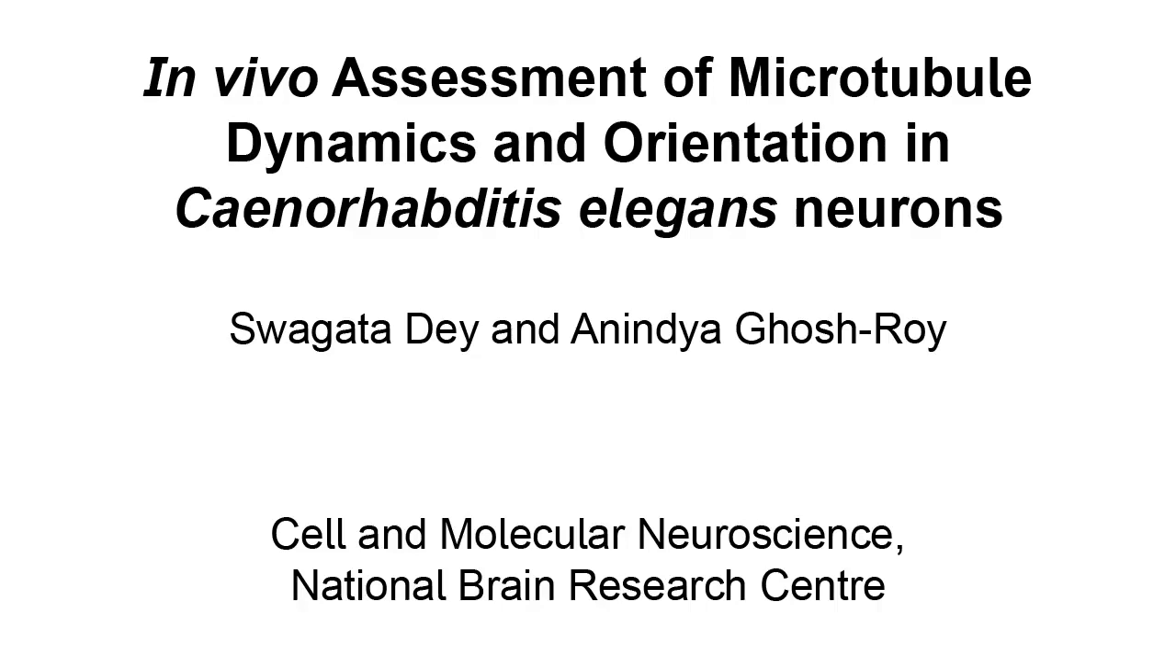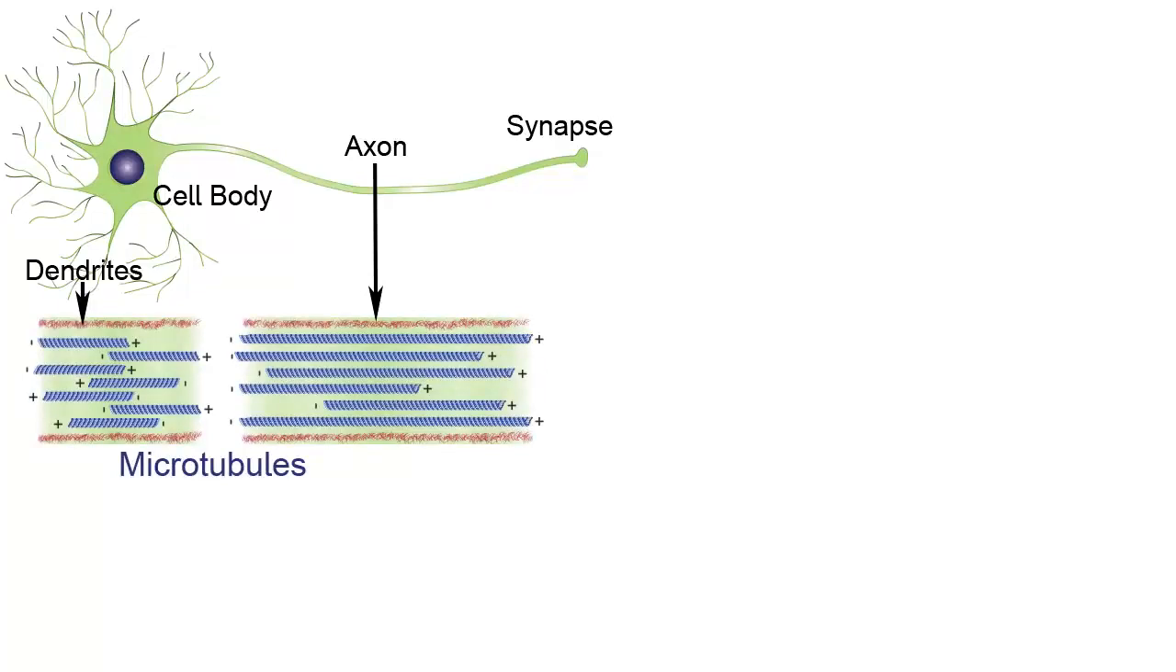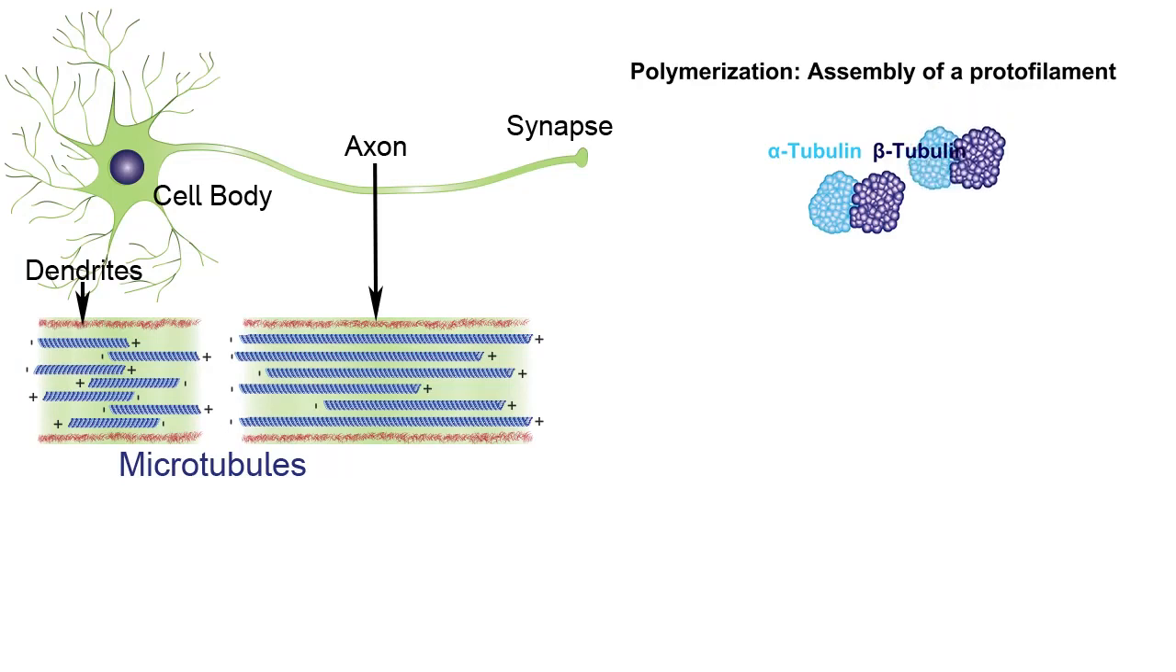The objective of this procedure is to assess the microtubule organization and dynamics in vivo. Neurons are polarized cells with distinct axonal, dendritic, and synaptic compartments maintained by their underlying cytoskeleton. Microtubules form the majority of the neuronal cytoskeleton, and their dynamics and orientation determine key events during neuronal development and maturation.